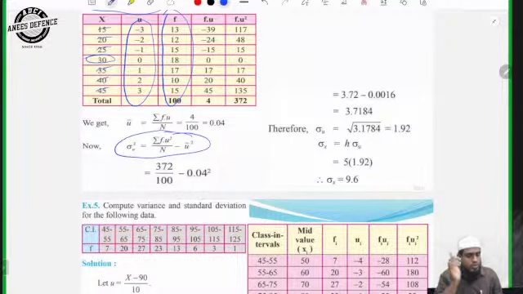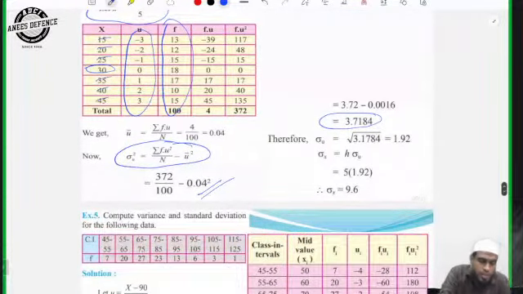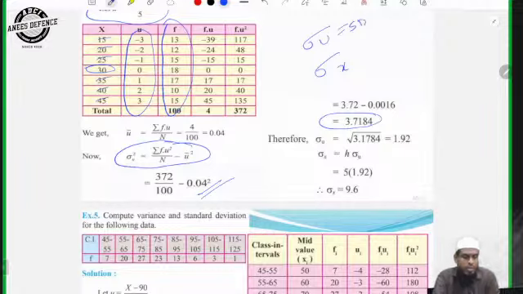So you are getting Σfi ui square: 372 by 100 minus the mean of all the data, 0.04 square. So you are getting the value 3.7184. That is related to the change of scale. Sigma u is the standard deviation after change of scale. Original value is sigma x, the standard deviation of the original data.